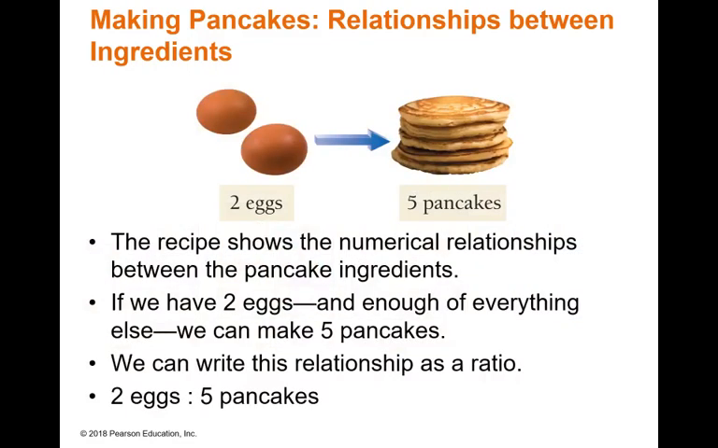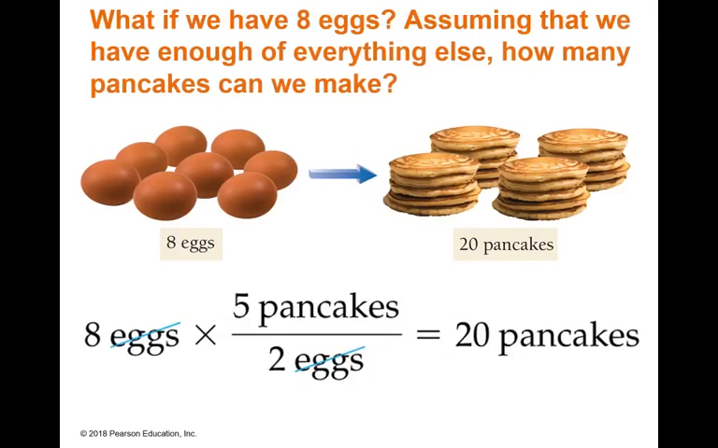So here's the key idea. If the recipe says 2 eggs make 5 pancakes, then we can write that as a ratio. 2 eggs correspond to 5 pancakes. This is exactly like saying 2 moles of substance A produce 5 moles of substance B. Once you understand the ratio, you can scale it up or down depending on how much of each ingredient or chemical you start with.